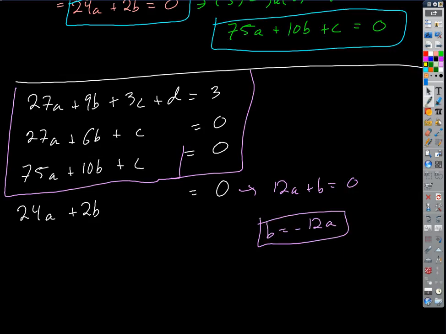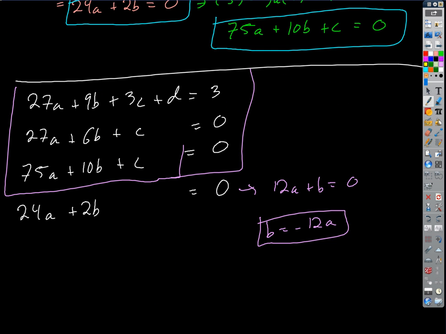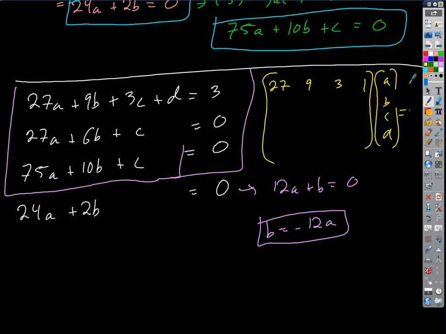The matrix equation, if I made this all into one big matrix, this would just look like the coefficient matrix 27, 9, 3, 1, right? Times the variable matrix A, B, C, D. I've got to fill in all the equations equals the constant matrix 3, 0, 0, 0. Is that looking familiar? Right?